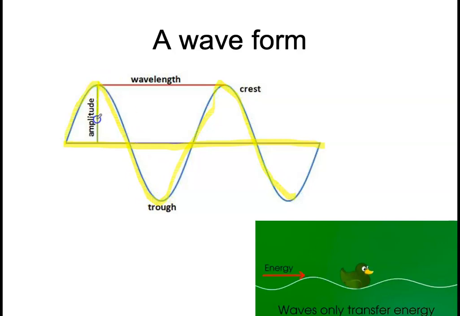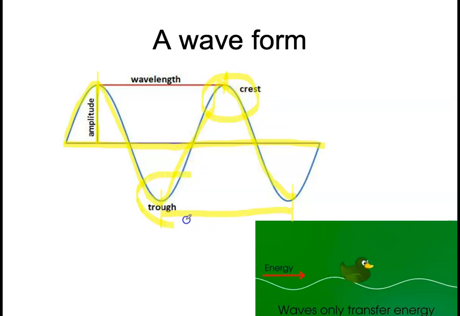This height here is your amplitude. This difference between these two peaks here is a wavelength. Also, this difference between these two troughs is also a wavelength. So the crest is the peak and the trough is the peak in the opposite direction. You can see a duck dancing up and down on a wave in water, and energy is moving in the direction shown by the arrow.